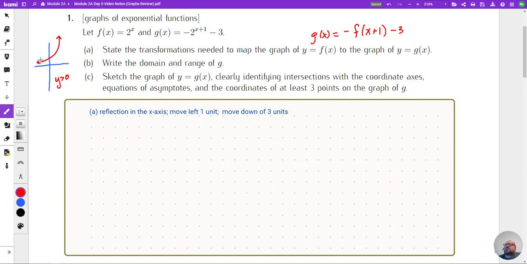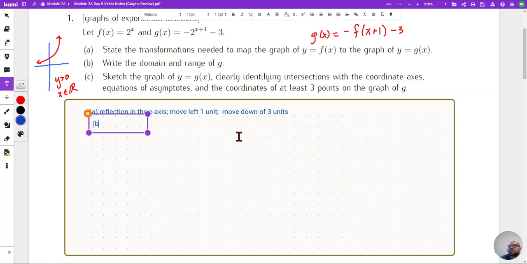If I move to the left by 1 unit, that affects my domain, but my domain is all real numbers, so moving to the left by 1 unit doesn't change my domain. And then lastly, I move down by 3 units, so that reflection on the x-axis then needs to go down further 3 units. So I could identify the domain and the range for this particular function and be able to say, hey, the domain is all real numbers, right? And the range for this particular function is that y is going to be less than negative 3.